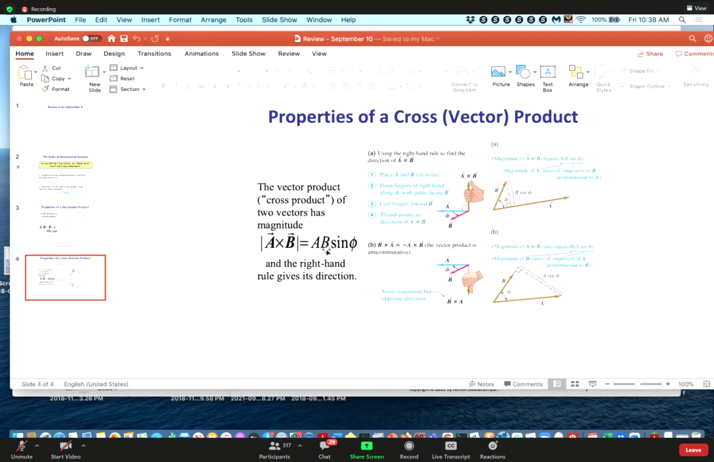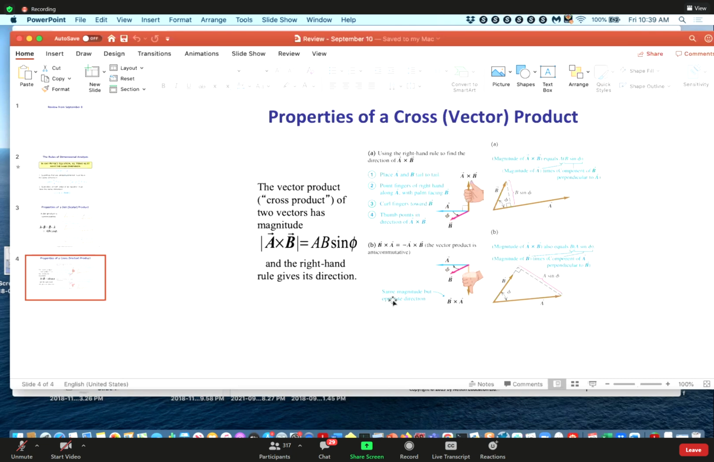Does anyone have a quick question about the cross product or dot product before we go on? Go ahead. Can you please explain the cross product again? Yeah, the cross product is where you have two vectors and you want to find a third vector that's perpendicular to both of those two vectors. So A cross B gives a third vector that is perpendicular to both A and B. And the magnitude of the cross product is this equation.